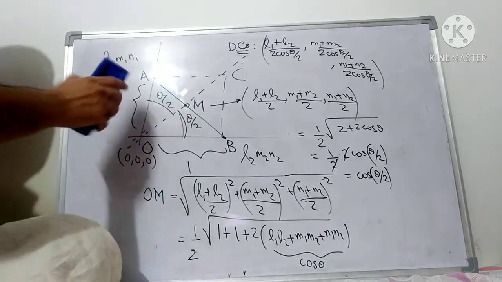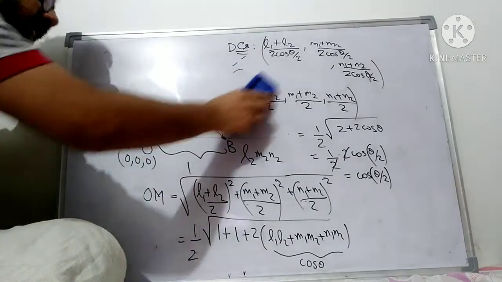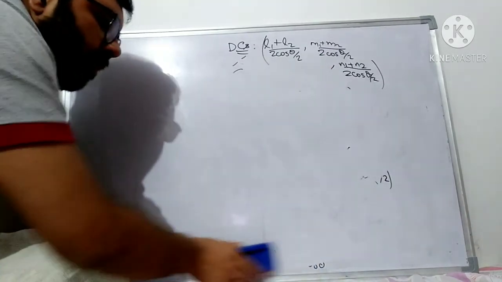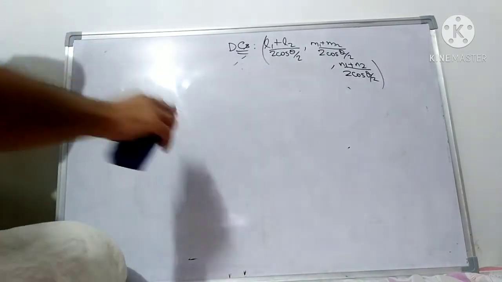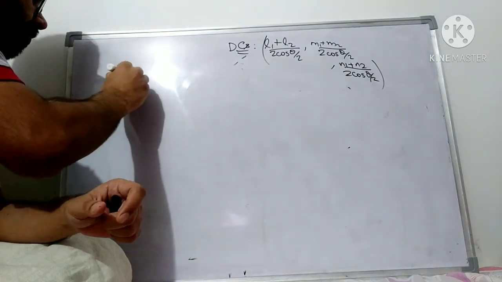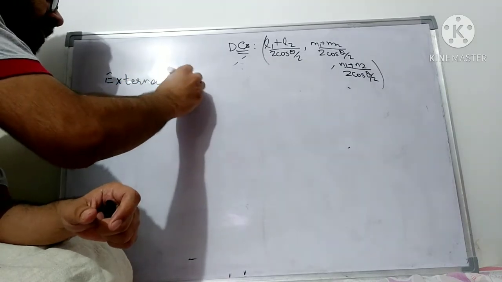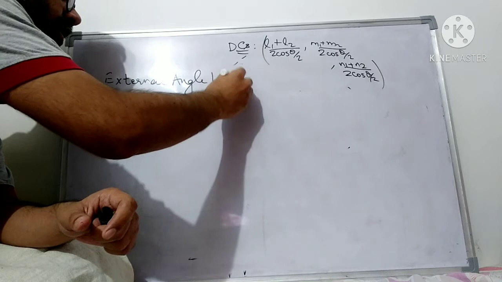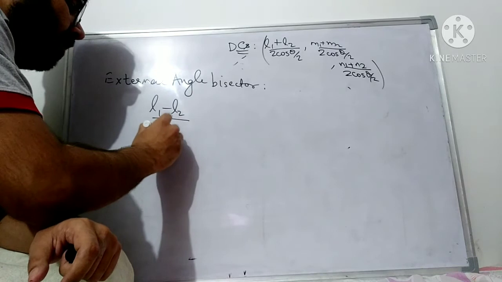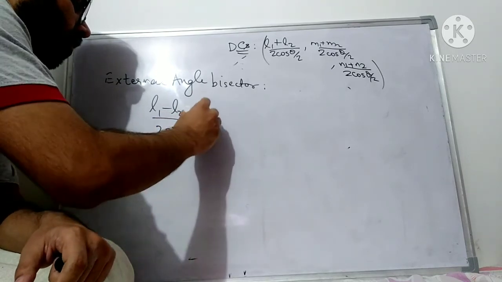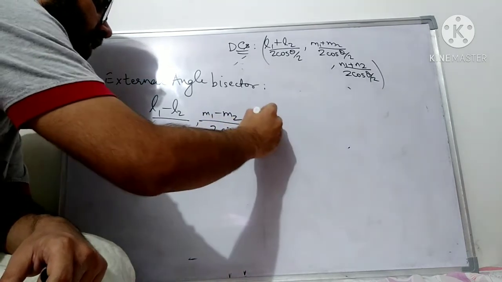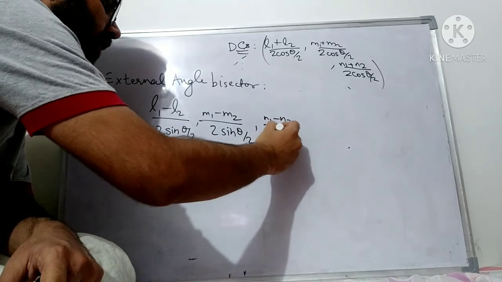Now I'll just tell you the result for the external angle bisector. We can also prove the result for the external angle bisector, but I will not prove it because it will just waste our time. For the external angle bisector, the direction cosines are (L1 - L2) upon 2 sin theta by 2, then (M1 - M2) divided by 2 sin theta by 2, and then (N1 - N2) divided by 2 sin theta by 2.